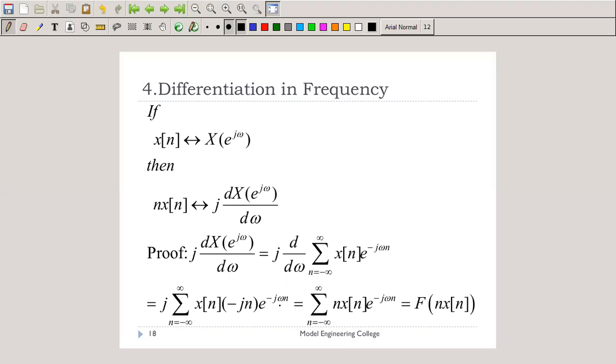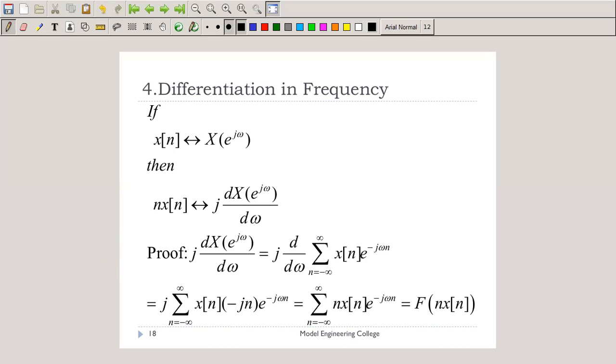Fourth one is the differentiation property, differentiation in the frequency domain. Let DTFT of x of n be equal to x of e raised to j omega. Then for n x of n, its DTFT is equal to j d by d omega of x of e raised to j omega.